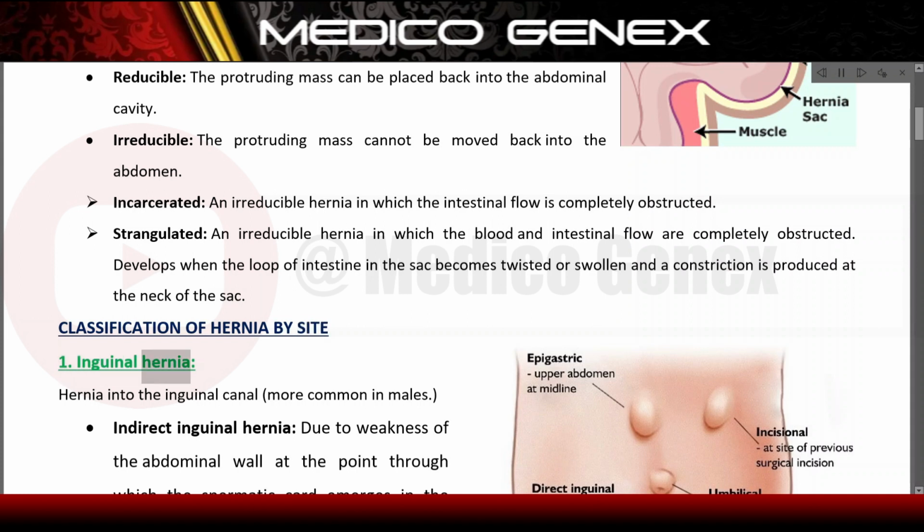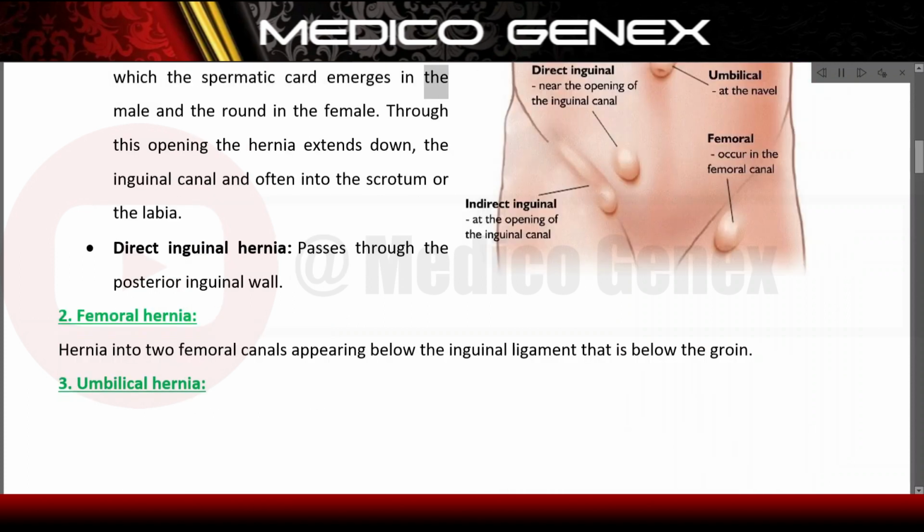1. Inguinal hernia. Hernia into the inguinal canal, more common in males. Indirect inguinal hernia, due to weakness of the abdominal wall at the point through which the spermatic cord emerges in the male and the round ligament in the female. Through this opening the hernia extends down the inguinal canal and often into the scrotum or the labia. Direct inguinal hernia passes through the posterior inguinal wall. 2. Femoral hernia. Hernia into the femoral canal appearing below the inguinal ligament, that is, below the groin.